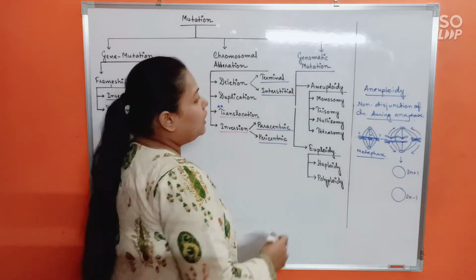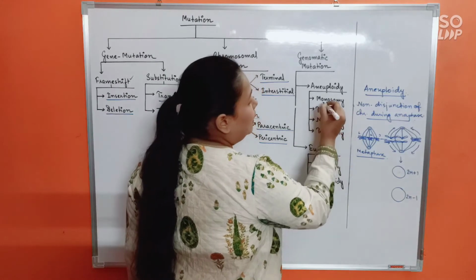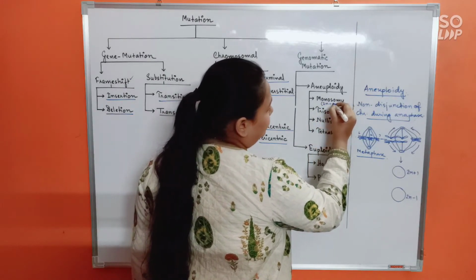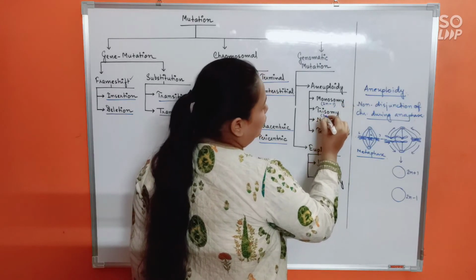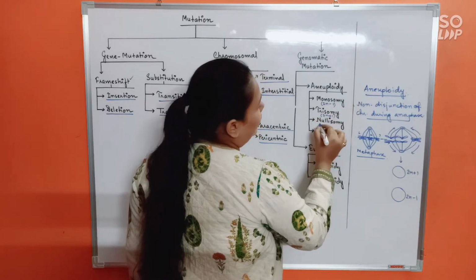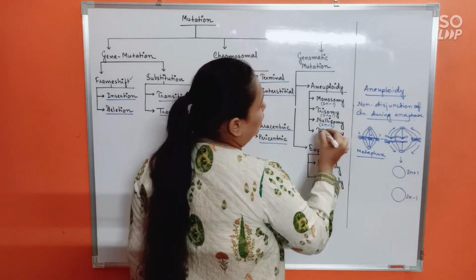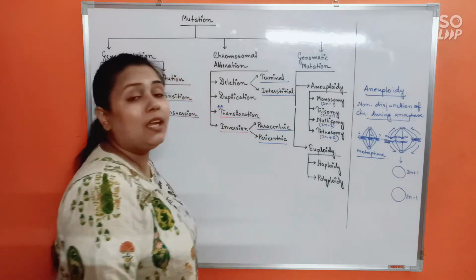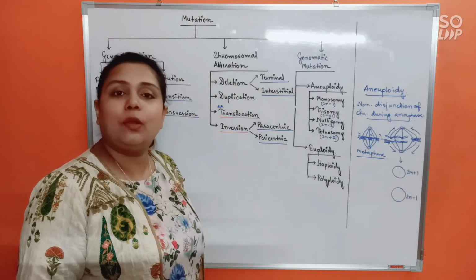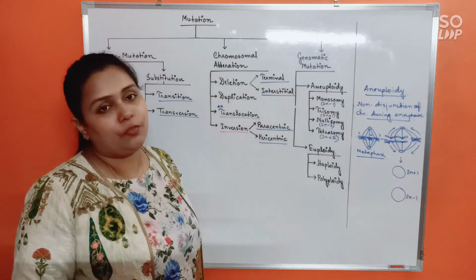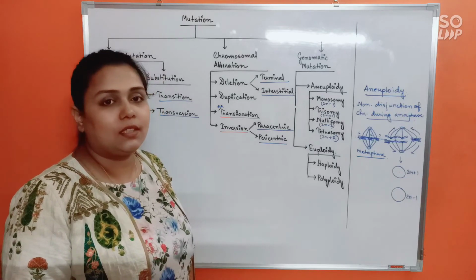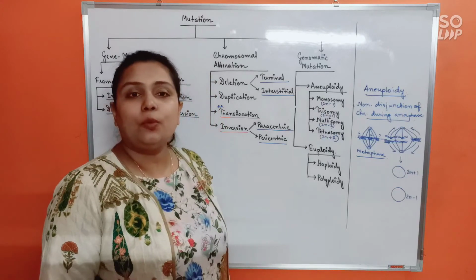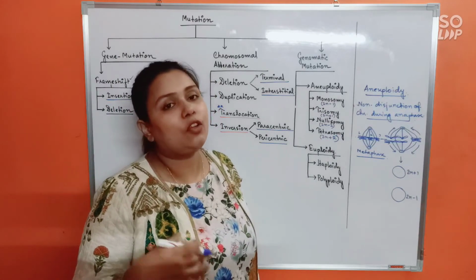Alright. So, aneuploidy can be of various types. Monosomy is 2n minus 1. Trisomy means 2n plus 1. Nullisomy means 2n minus 2. Tetrasomy means 2n plus 2. And you know very well, all of that happens due to non-disjunction of chromosomes during anaphase.